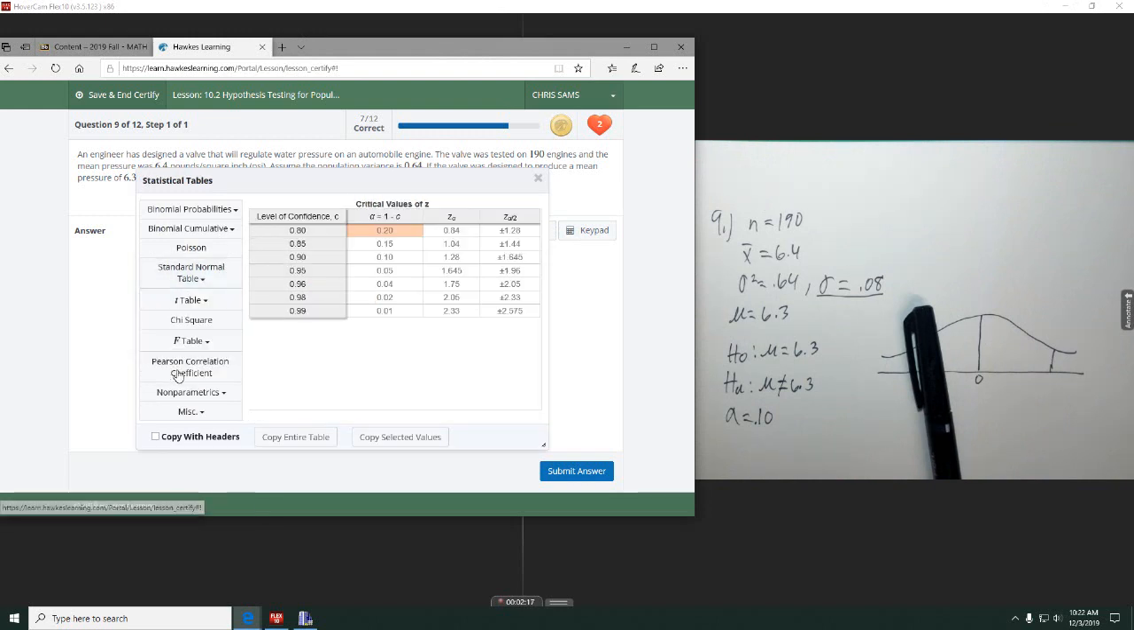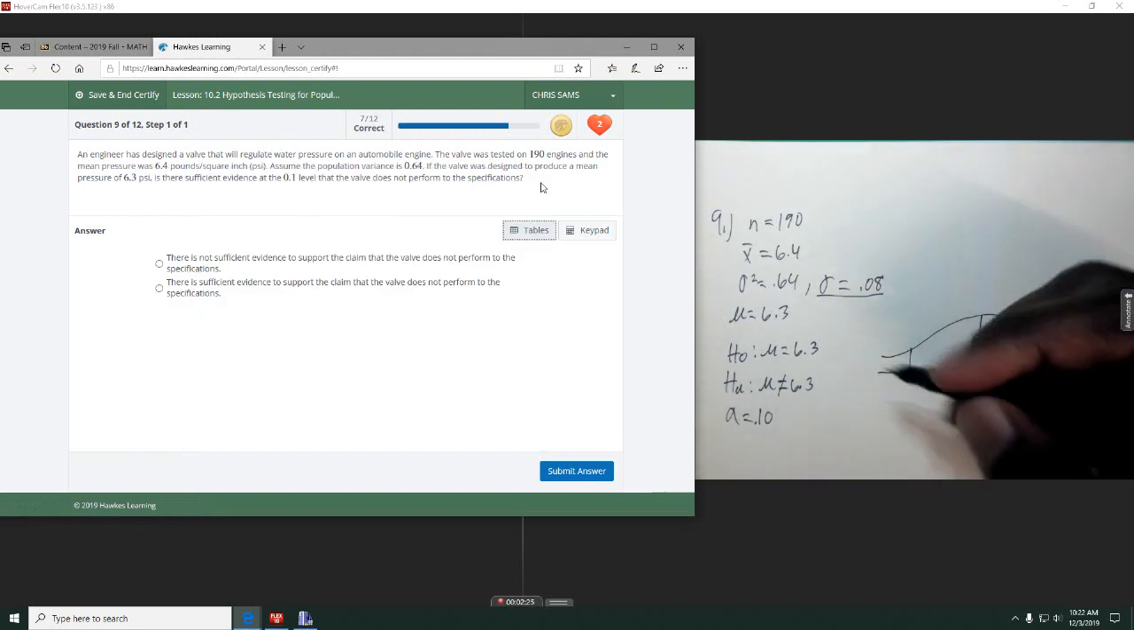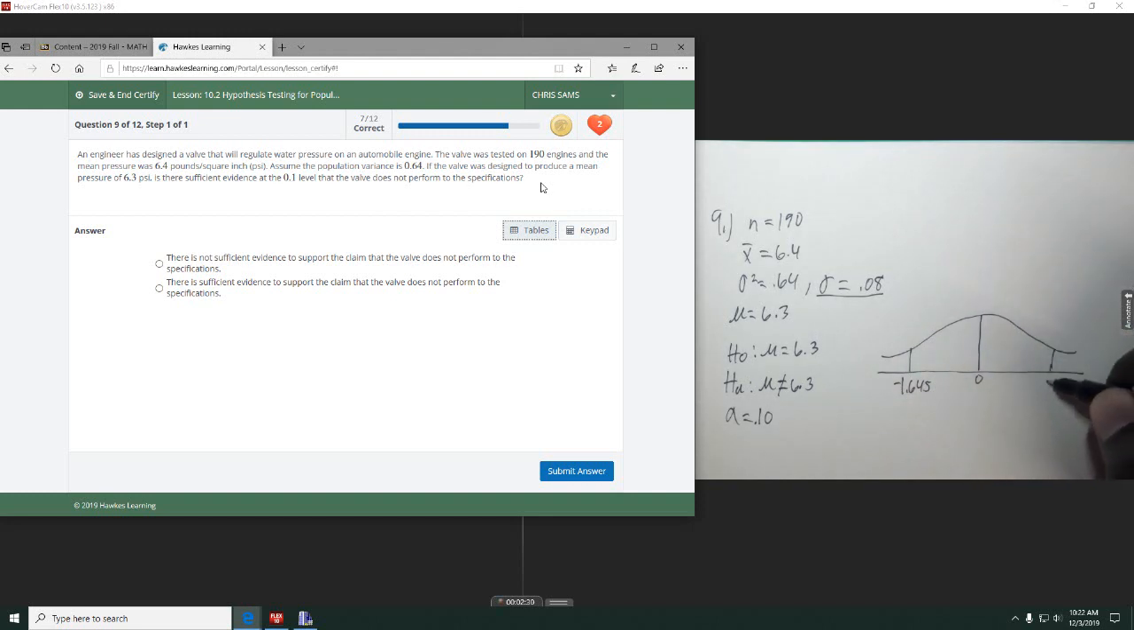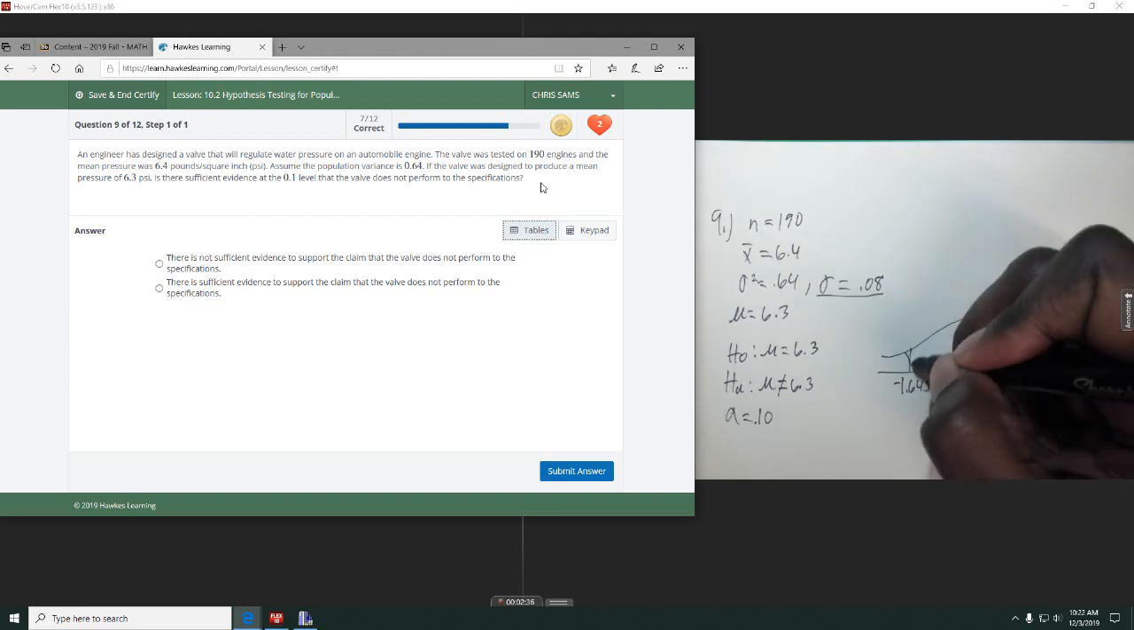We can go to critical. We want 10% right here. And we want two-sided, so 1.645. So we have negative 1.645, and we have positive 1.645. So here's how we read this.